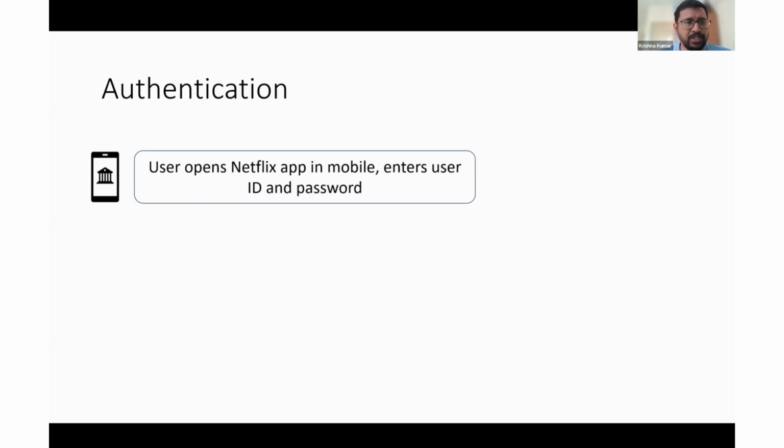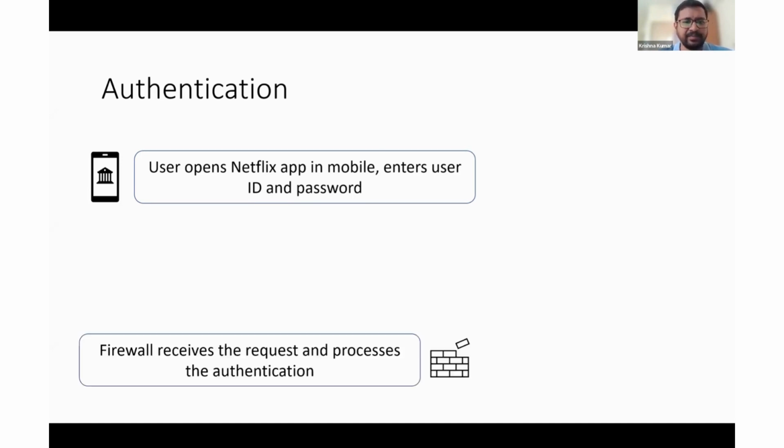Authentication happens when a user opens a Netflix app on mobile and enters the user ID and password. Now, you cannot perform any action in your app unless and until you have a valid user ID and password, and that gets authenticated. I mean, who authenticates it? The firewall. So who gets the request?